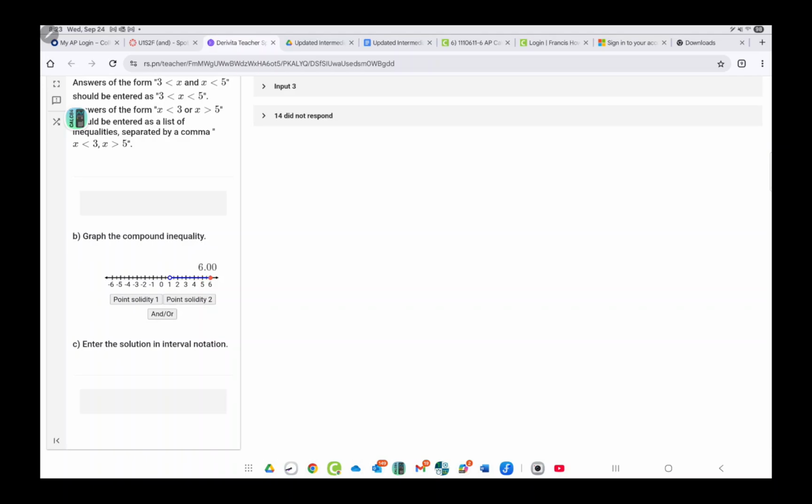Well, it looks like you can drag this over. So we have 0 and 6. And it's equal to 6, right? Well, it's not equal to 0. So which one's going to be open? Which one's closed?